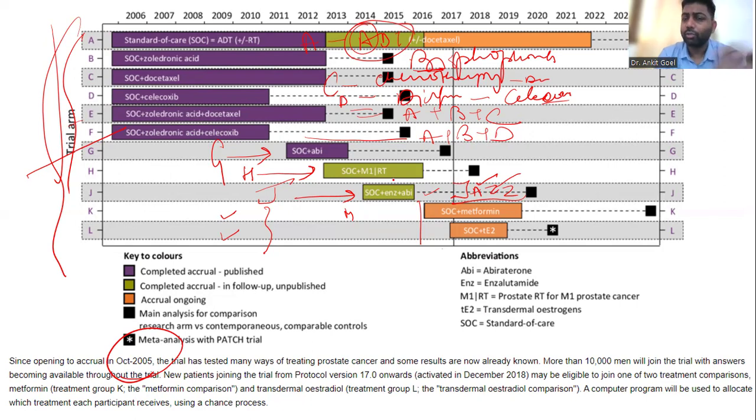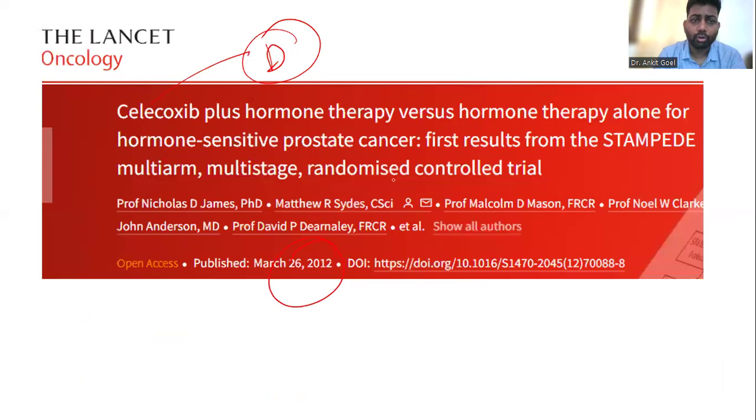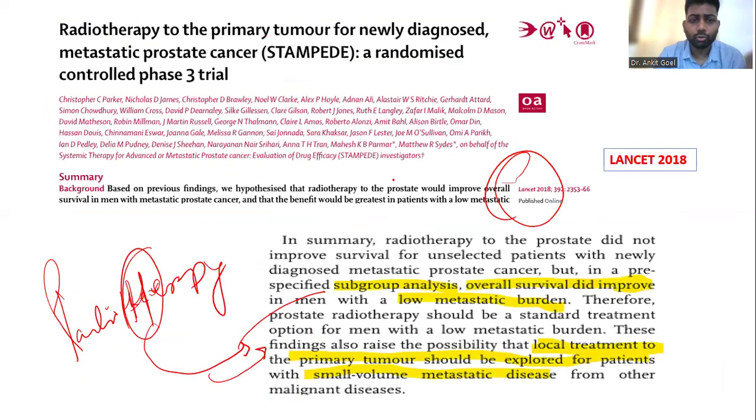What about the combination of all the three? That is arm J. J is not recommended. K and L, we don't have the data. I doesn't exist. Now, does it finish the discussion? No, we still have to go on for the next 2 to 3 minutes.